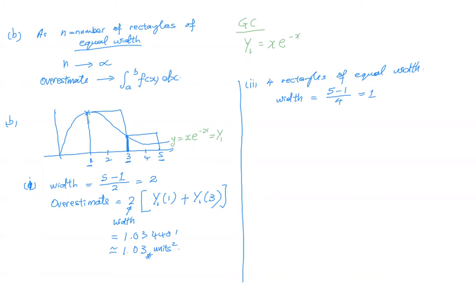During the exam, you can bring your color pencil. So this is the first rectangle. The height is when x equal to 1. The second rectangle is when x equal to 2, the height. So the width is 1 unit. The third rectangle, the height is when x equal to 3. So this is your third rectangle. And the fourth rectangle is when the height equal to 4.